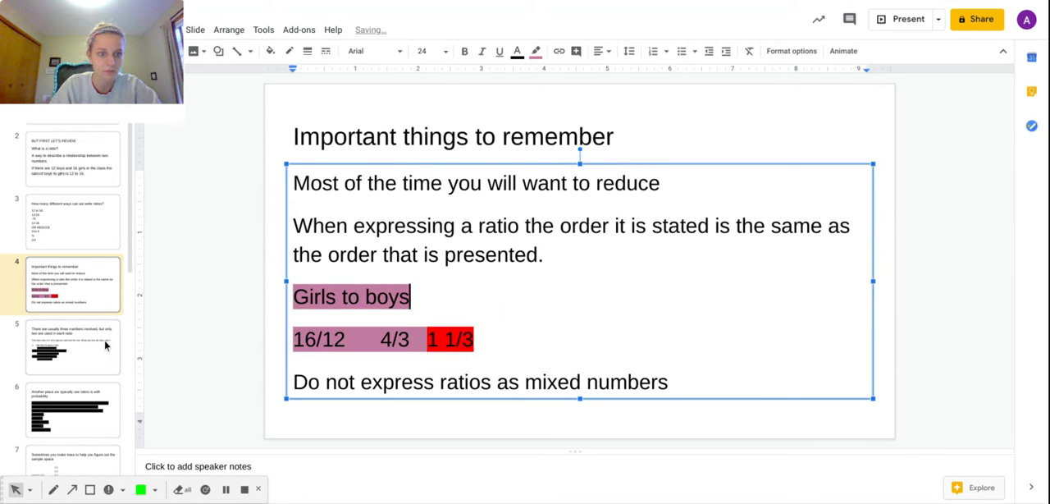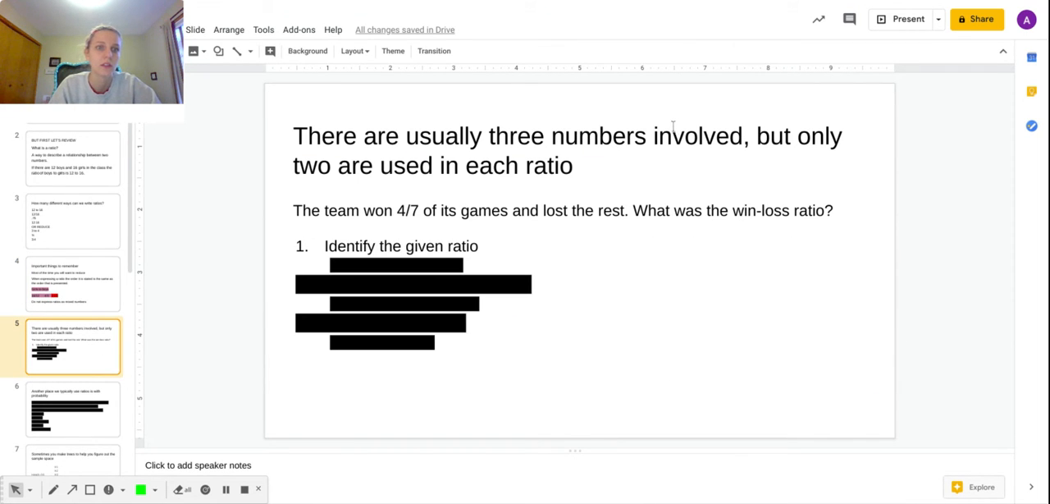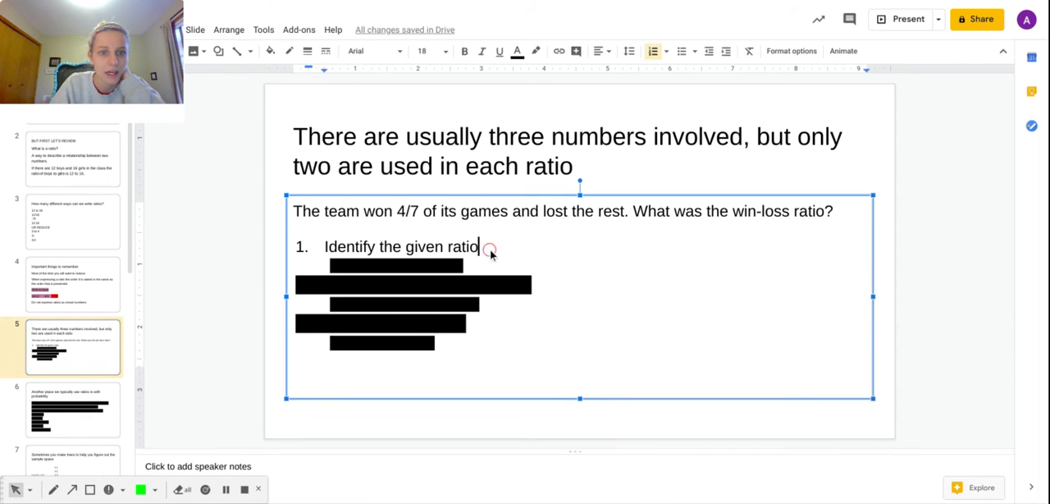Okay. So also with ratios, there's usually 3 different numbers involved, but only 2 of them are used in each ratio. So most of the time you can talk about there's 2 different parts that they're comparing, and then there's a whole. So you have to be very careful and think through, what are they asking me? What are we doing? What are we talking about? So my tips for how to navigate these.